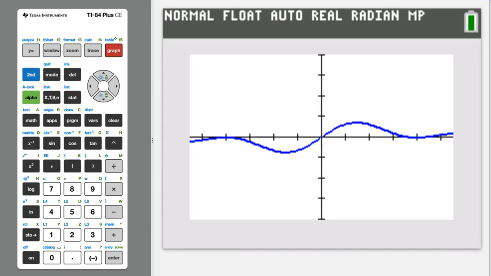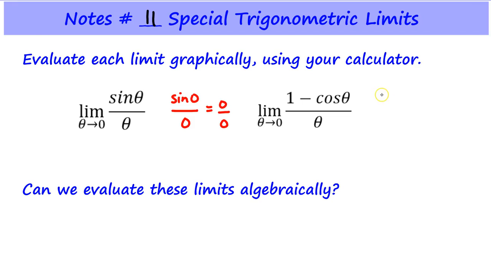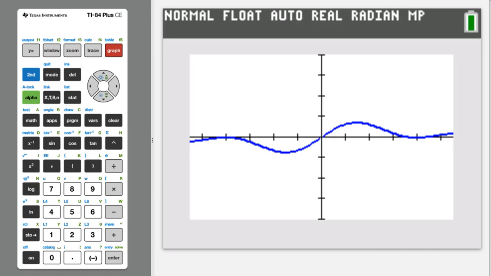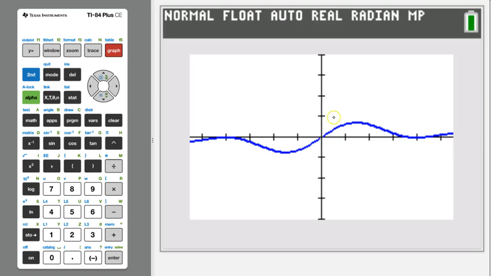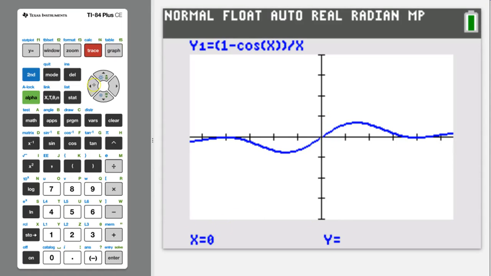And that's another case where if you were to algebraically just plug in the 0, I would have 1 minus cosine 0 over 0. Cosine of 0 is 1, so I would have 1 minus 1 over 0. So again, indeterminate, 0 over 0. But graphically, it's looking like the value is actually 0. If I press trace, when x equals 0, there is no y-coordinate, but when x is close to 0, the y-coordinate is close to 0. So just graphically alone, we can draw some conclusions here.